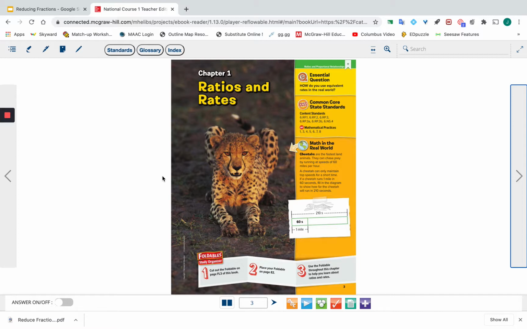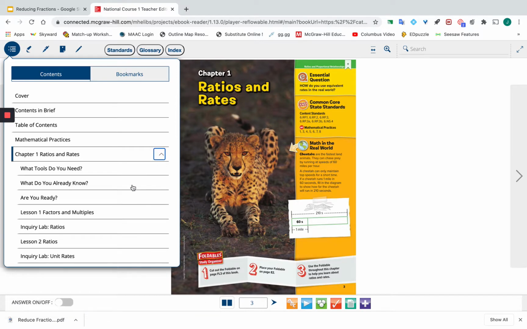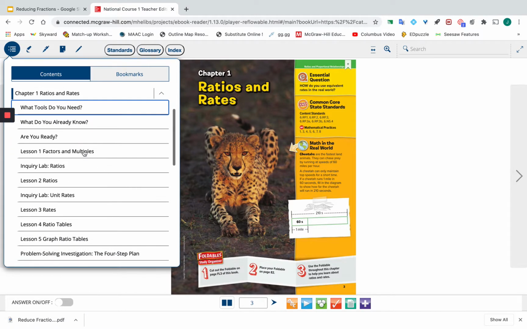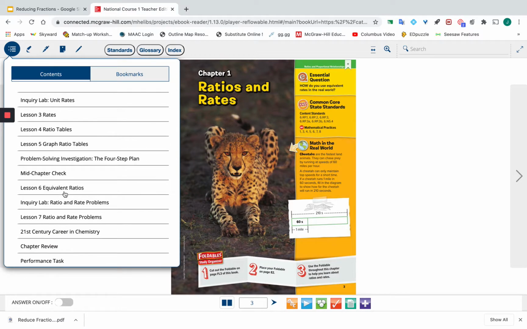You have 12 total chapters in this book. And again, if you click on the little dots when you're in your digital book on the top left corner, and you open up Chapter 1, really, I look for the lesson titles here. So Lesson 1 is on factors and multiples. That's what we worked on already. Lesson 2 is on ratios. Lesson 3 is on rates, ratio tables, graphing ratio tables, equivalent ratios, and ratio and rate problems.